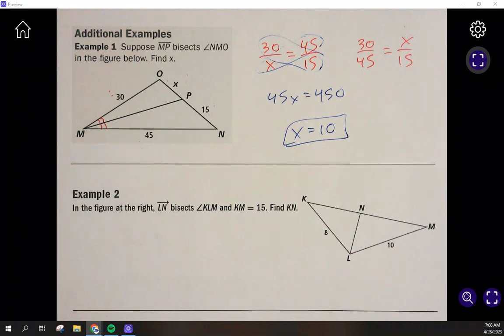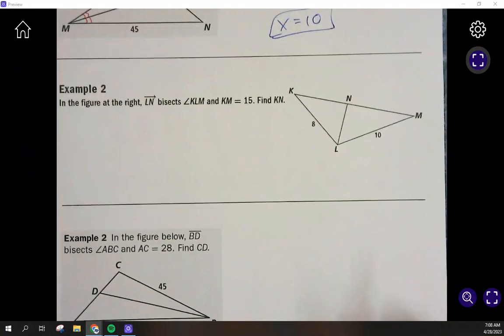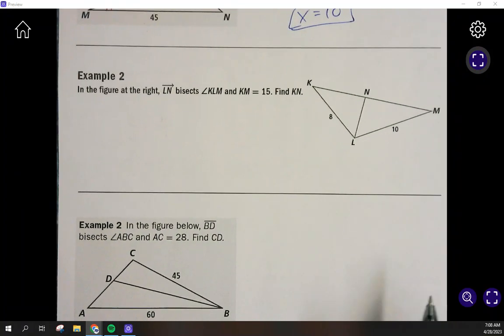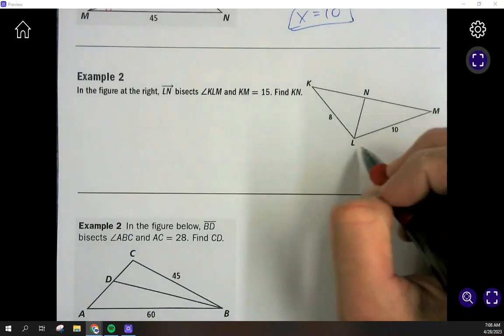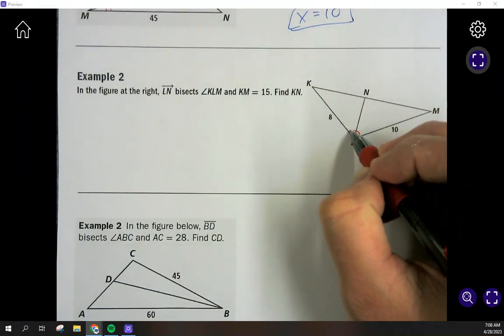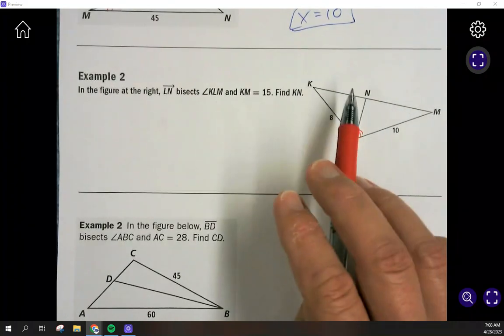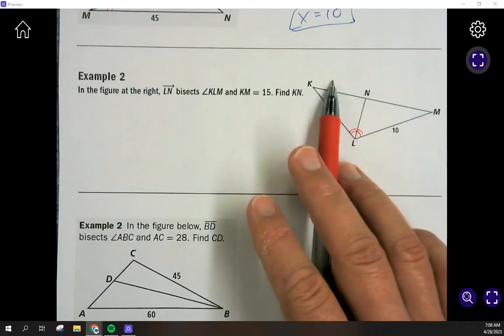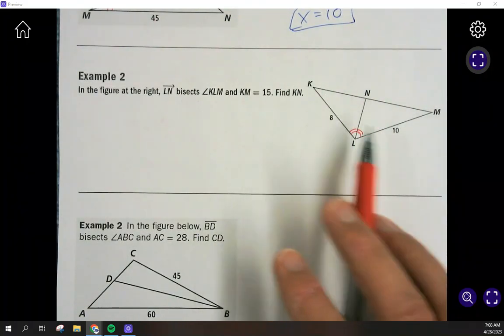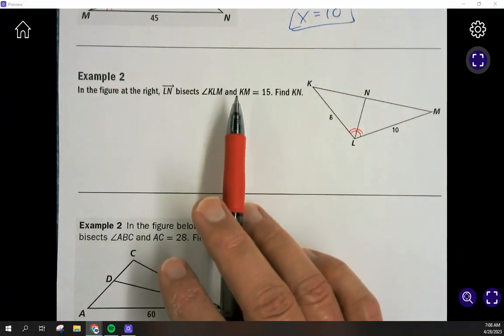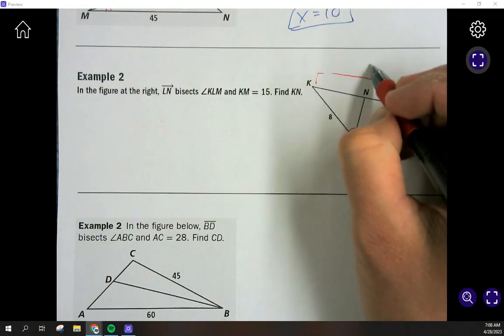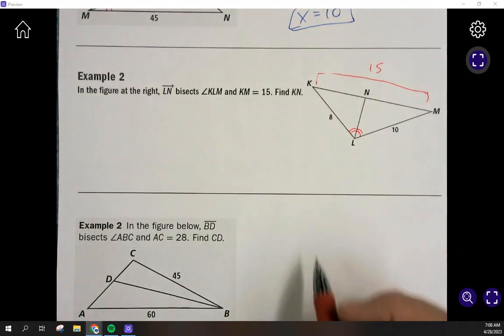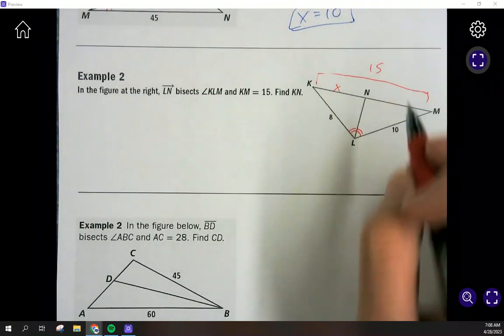So let's look at two examples that are not quite as straightforward. Not all of the information is quite given in the same way. Example number 2, first of all, they tell you that LN is bisecting KLM. This is the angle being bisected. Okay, it's equal on both sides, which means the opposite two pieces right here, these segments will be proportional with the 8 and the 10. All they tell you is that KM, the entire side over here, is 15. Find KN, so we're going to call that X.